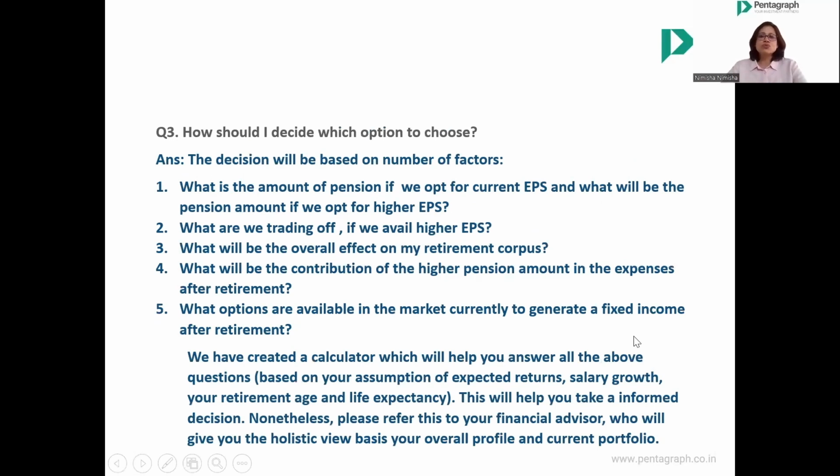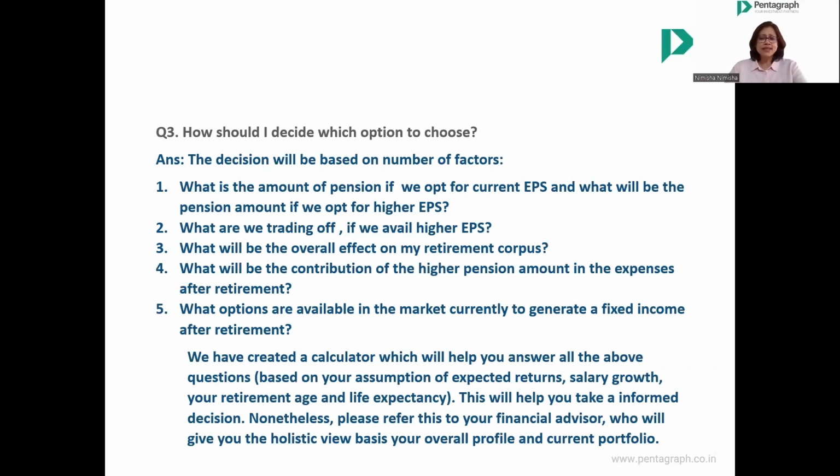So how do we choose which is the right option for you? The decision will be based on a number of factors. To start with, there are three important pieces of data that we will require. First, what will be the pension amount if we opt for the current pension scheme, and what will be the pension amount if we go for the higher pension scheme. This is the first thing we would all like to know. The second thing is to understand what we are trading off if we avail the higher pension scheme.